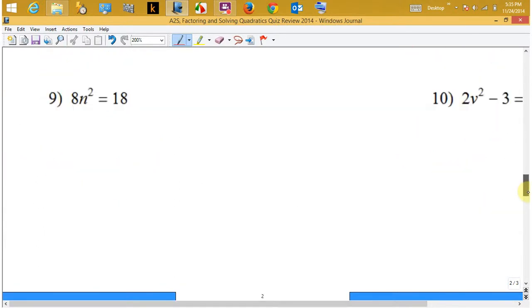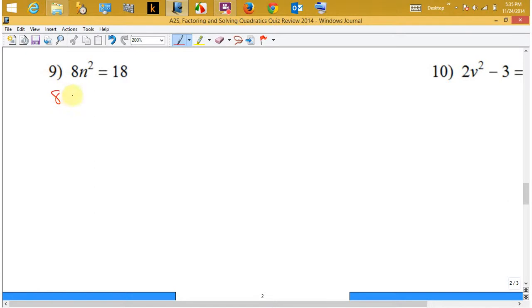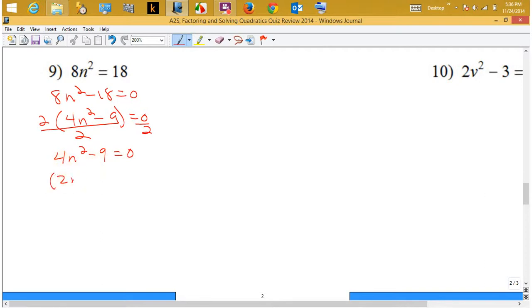Okay, move all the terms to one side. For number 9, I would have 8n squared minus 18 equal to 0. Now I can factor a 2 out of this, so I'm going to go ahead and factor 2 times 4n squared minus 9 equal to 0. Now since it's equal to 0, I could actually divide both sides by 2 and get rid of the 2. So I have 4n squared minus 9 equal to 0. This is a difference of squares over here, so that would be 2n minus 3 times 2n plus 3 equal to 0.